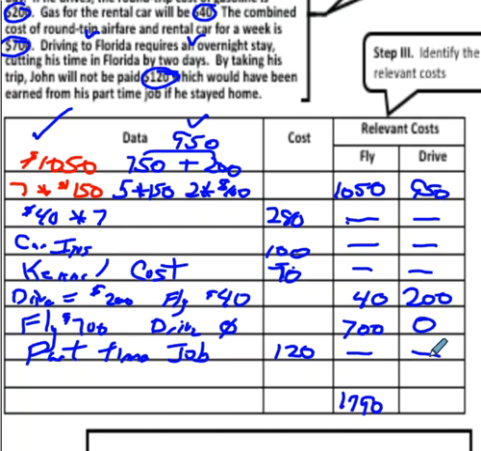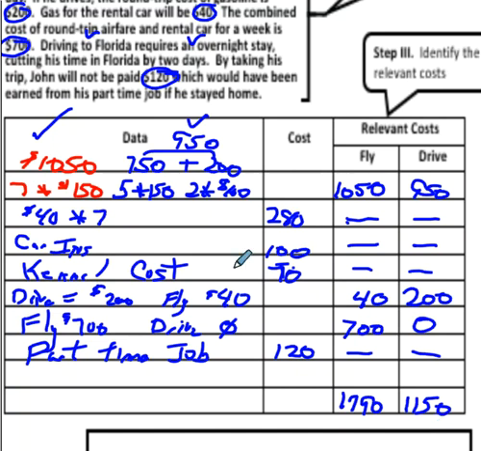In the case of driving, we take the $950 plus the $200, and John's decision to drive means that the relevant costs associated with driving would be $1,150. Now you can see, based upon this type of relevant cost analysis, the only relevant costs, in other words where costs differ, are $1,790 versus $1,150. Now, I don't want you to get the impression that that's just the total cost of the trip.